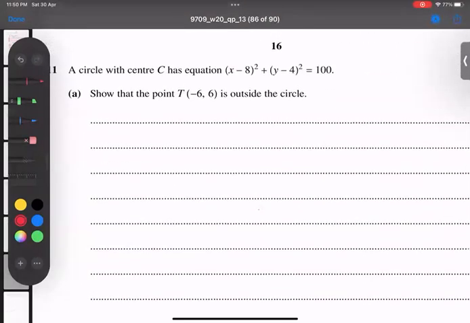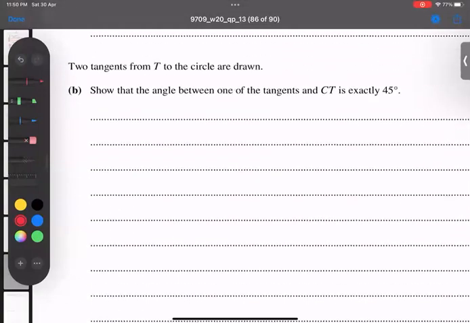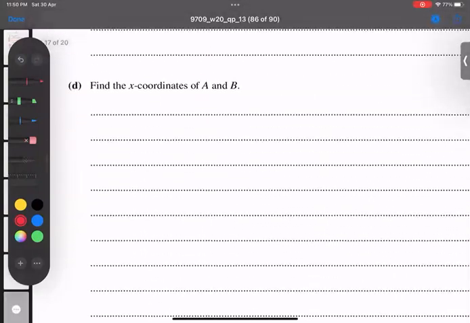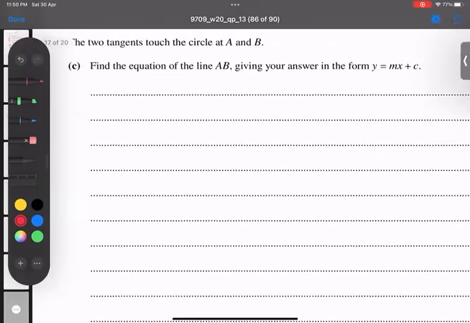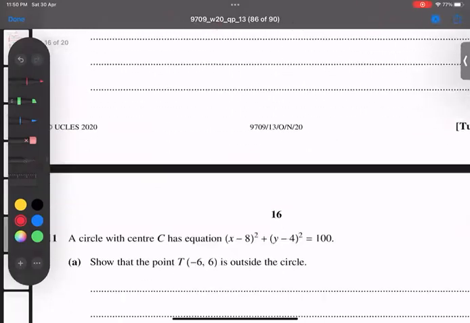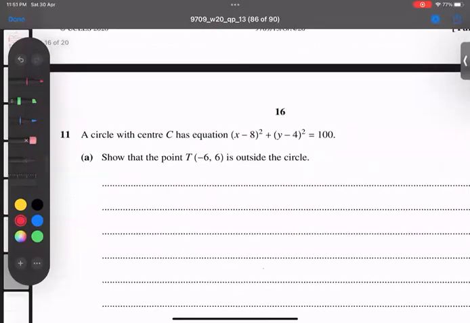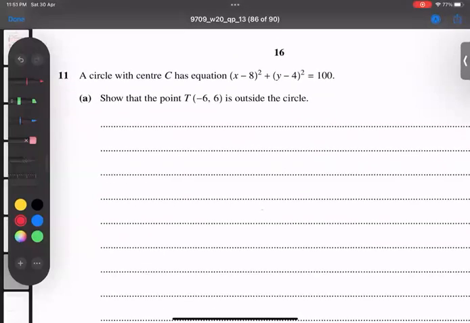Question number 11. I think most probably this is the last question. Let me check. Yeah, last question, number 11. So have a look now at how to do the last question. Question number 11. First of all, in this one, the circle with center C is mentioned here. So show that this lies outside a circle.